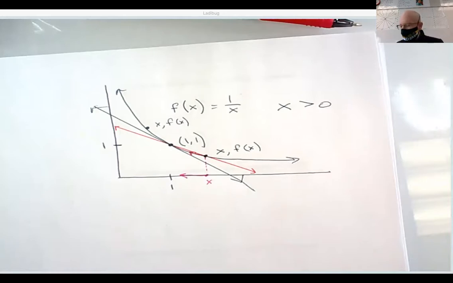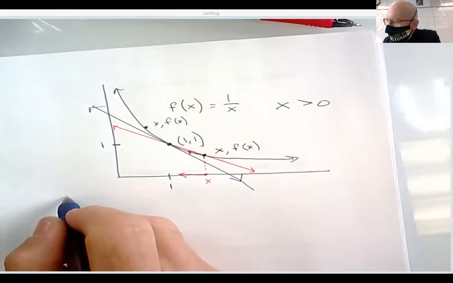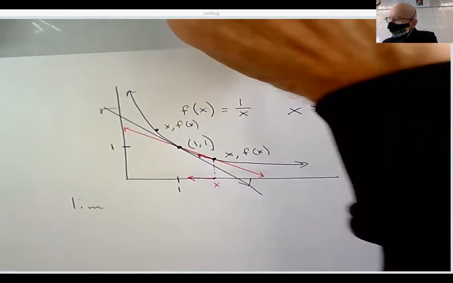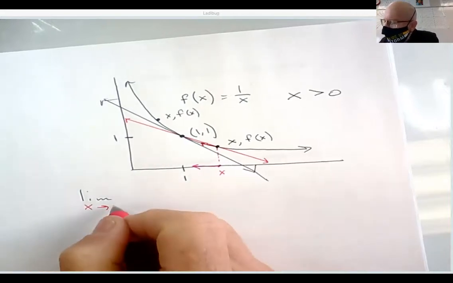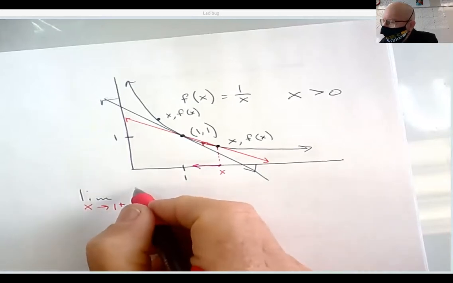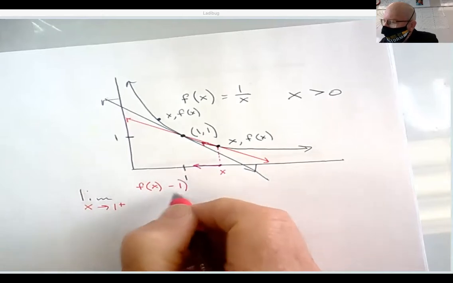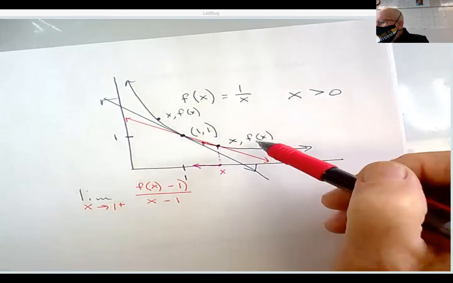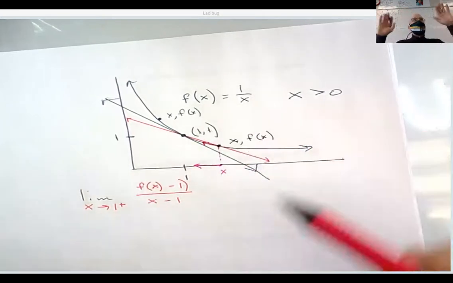So I could write this, and the slope of the red line, in fact, I'll write it in red, x approaches 1 from the right. That slope is going to be f of x minus 1 over x minus 1, because that point is 1, this y minus that y, this x minus that x. Does everybody agree with that?